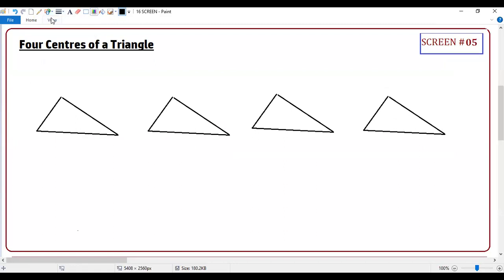First center is, if you draw a median. What do you mean by median? Do you know what median is? What do you mean by median?